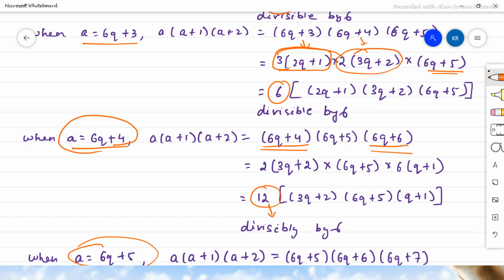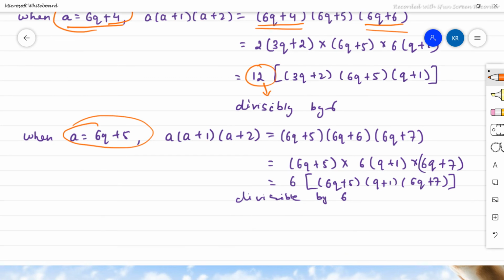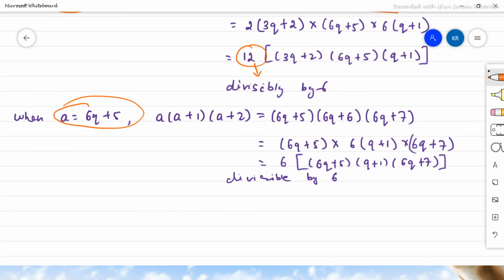And the last one, 6q plus 5. When a equals 6q plus 5, the first integer will be 6q plus 5, the second integer will be 6q plus 6, and the last one will be 6q plus 7. From the middle term we can take out 6 as common, so we get 6 into something. If we get 6 into something, it is guaranteed to be divisible by 6. So here we see that all are divisible by 6.